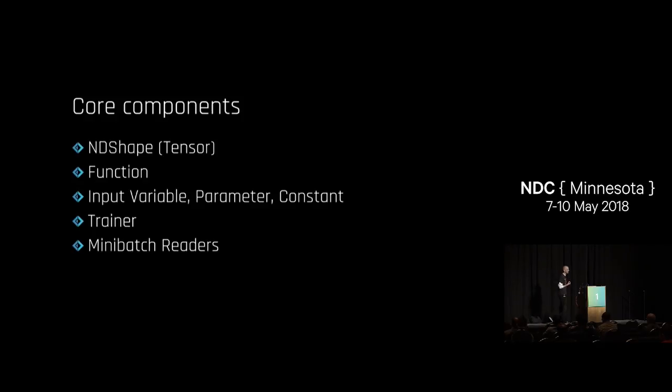And the function takes different types of parameters. They can be input variables, parameters, or constants. I'm also going to talk about why that is the case. And you also get a class called a trainer. A trainer is simply something where you give it a model and you give it a reader, and it's going to learn. And finally, you get readers, and specifically mini-batch readers.